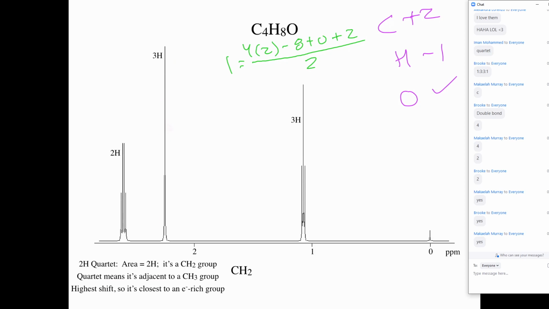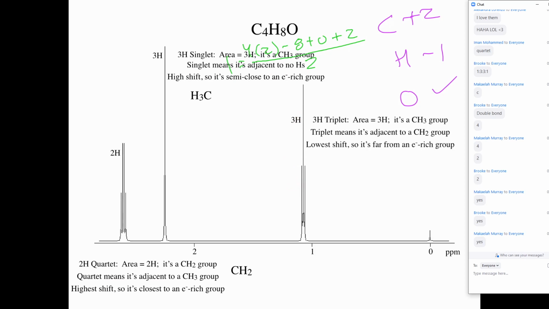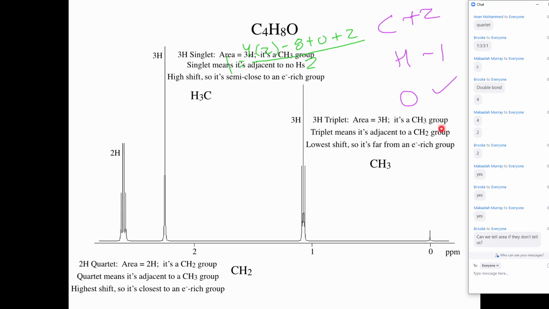What is this one? Well, 3H, so it is a CH3. Singlet means it smells nothing. And then high shift, so again, next to a carbonyl. And then finally, this one's a triplet. It is a CH3. It's a triplet, so it is next to a CH2. And it's a low shift value, which means it's the furthest from the electron-rich environment.